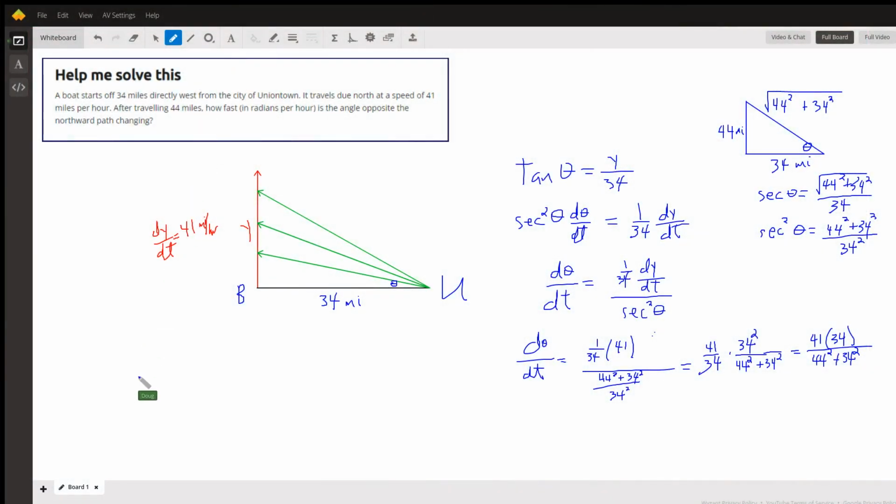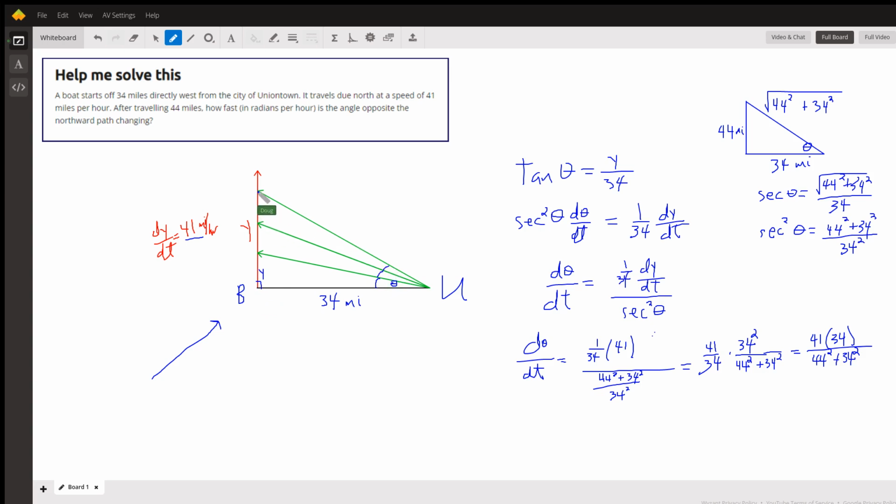Okay, this diagram right here illustrates the situation. We have this boat at B that's 34 miles directly west of the city Uniontown, and the boat is traveling north at a rate of 41 miles per hour. Now, here's the angle opposite this side Y, and you can see that angle's changing as Y increases. Theta is getting bigger and bigger.